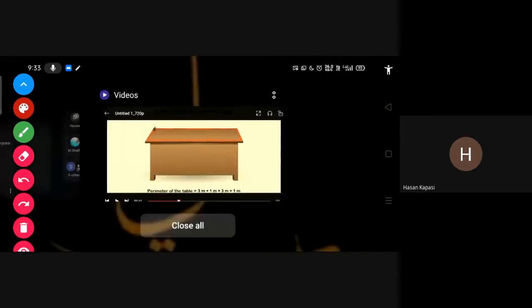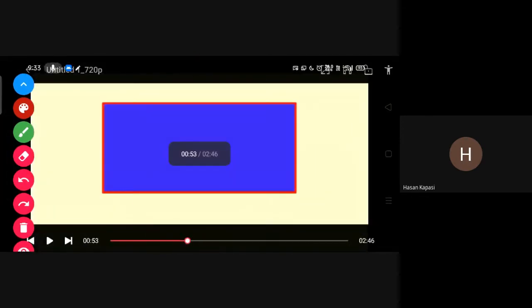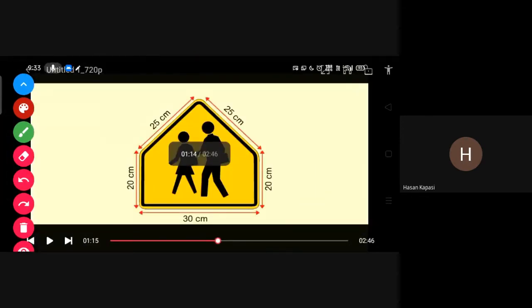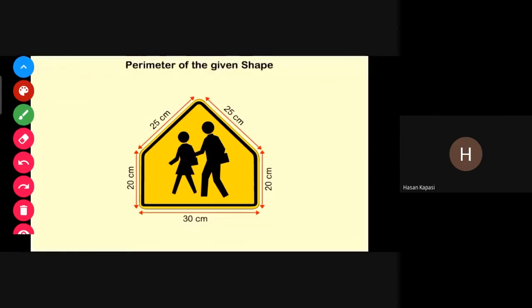Perimeter of any object. Even last time I explained this also. If not a rectangle but a pentagon, hexagon, any shape is given, and you have to find the perimeter of that, so what will you do? Perimeter equals to adding.